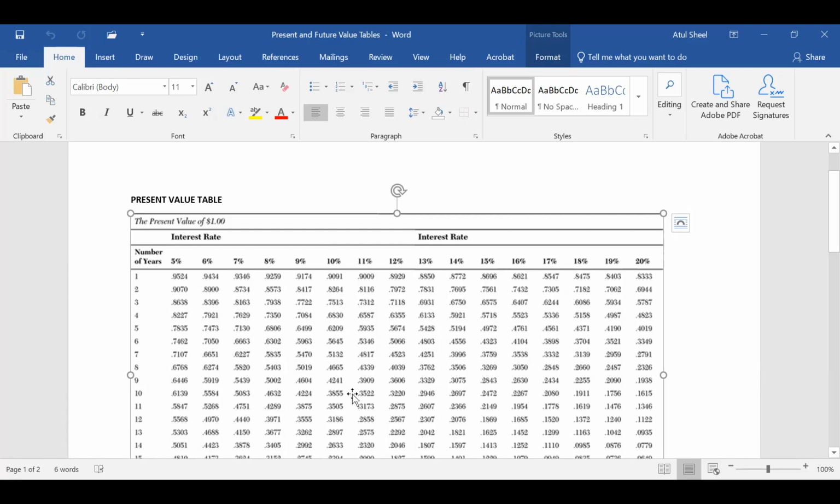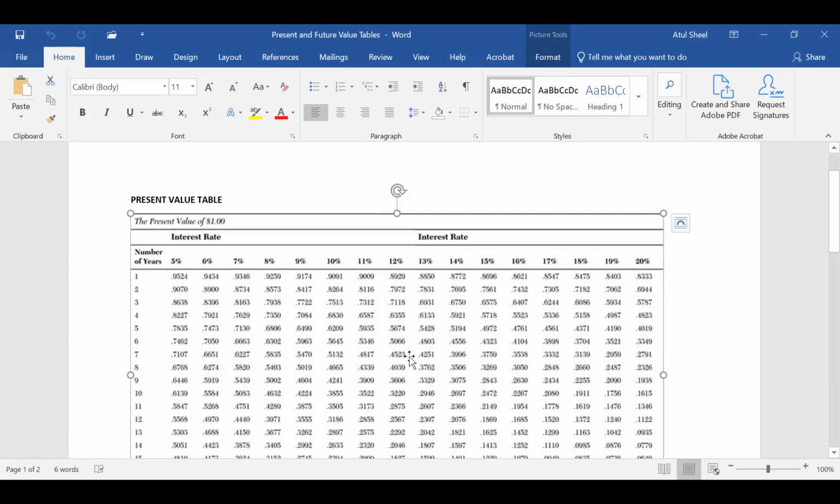And so if you receive $1 after 10 years and the interest rate on average was 10%, then it is 0.3855. Today it is just worth 38.55 cents. That's it. So that is the meaning of the present value table. All you need to do is, if you have a stream of cash flows, you just have to multiply with the present value factor and you can get the present value of the total amount. It's easy, makes it convenient for you.